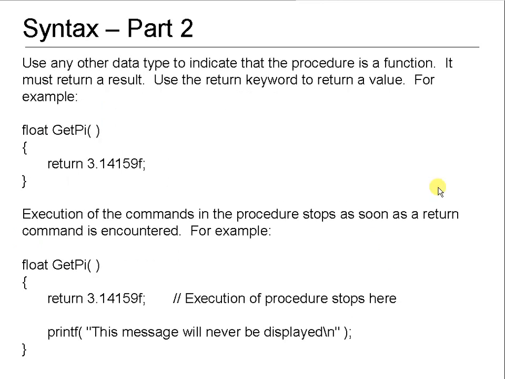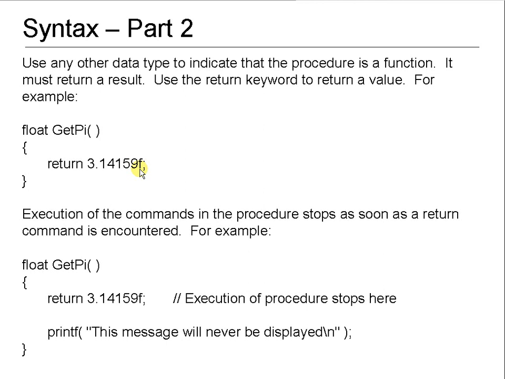Use any other data type to indicate the procedure is a function. If it is a function, it must return a result. Use the return keyword to return a value. For example, float get pi means it must return a float compatible value. So we use the return keyword and the value 3.14159. Notice the F, so that it does not default to a double. It defaults to a single float by default. Any number with a decimal in C automatically defaults to a size of double.